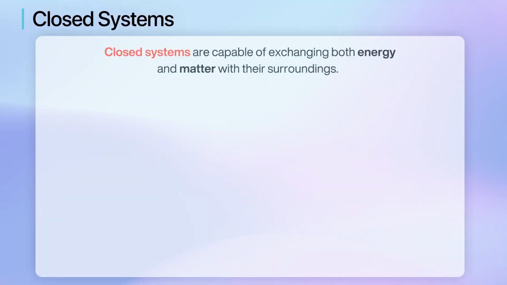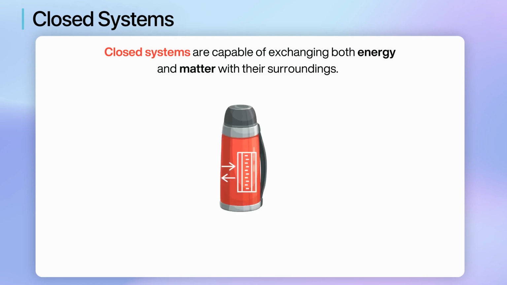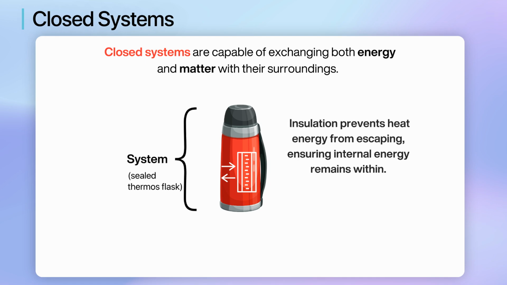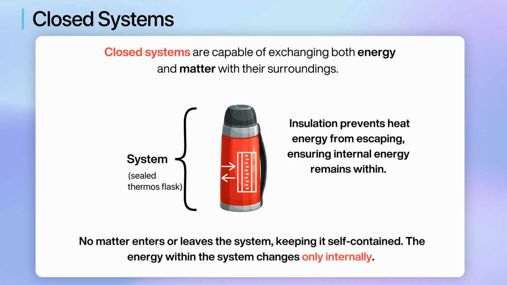Contrastingly, closed systems do not allow the exchange of energy or matter with their surroundings. Let us take a sealed thermos flask containing hot coffee as an example. Here, the thermos flask and the coffee form a closed system. The insulation provided by the thermos prevents heat energy from escaping, ensuring that the internal energy remains within. No matter enters or leaves the system, keeping it self-contained. The energy within the system changes only internally.